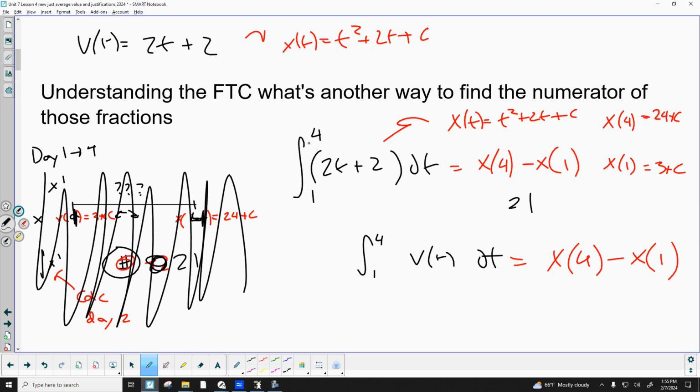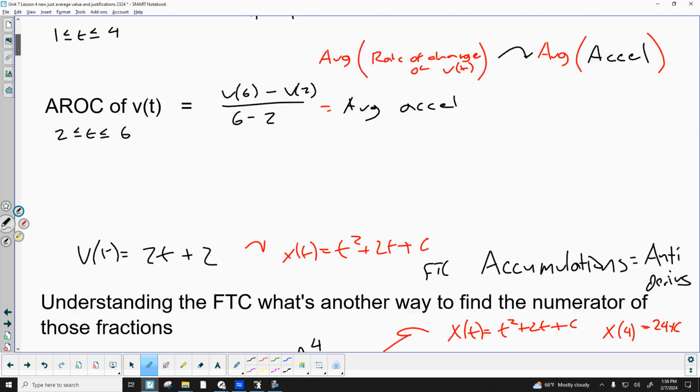Now, great, that's good. It's good to remind ourselves of what we're doing. It's good to remind ourselves of the fundamental theorem of calculus. The fundamental theorem of calculus equates accumulations with antiderivatives. Great, keep that in mind, but let's actually go back to finding this idea of an average of something. Go back up to the top.